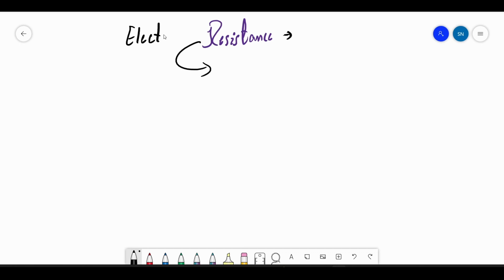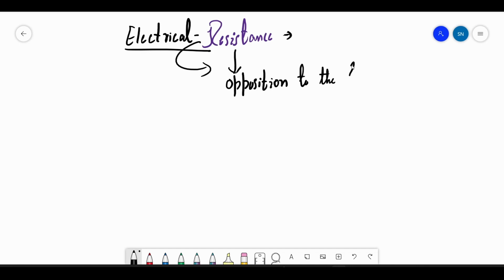Obviously, this is electrical resistance. So whenever I say resistance in this chapter, is it when electricity is stopped? It is not stopped, but when it has some opposition to its flow. Opposition to the flow of current is called electrical resistance.